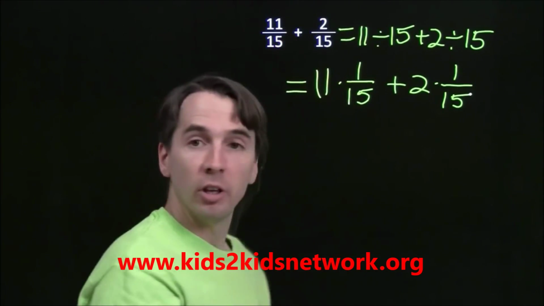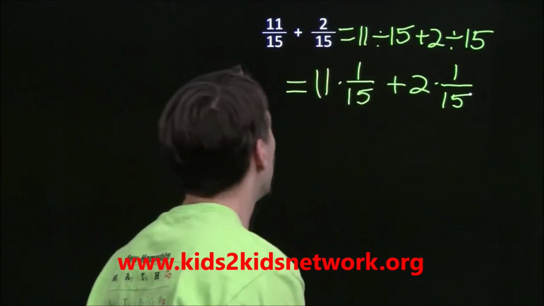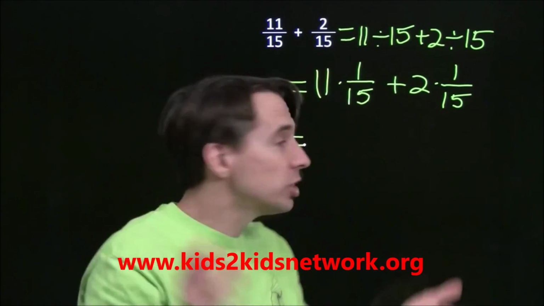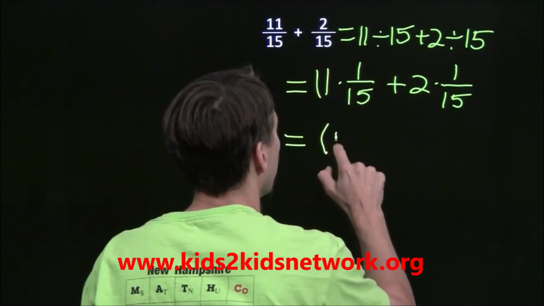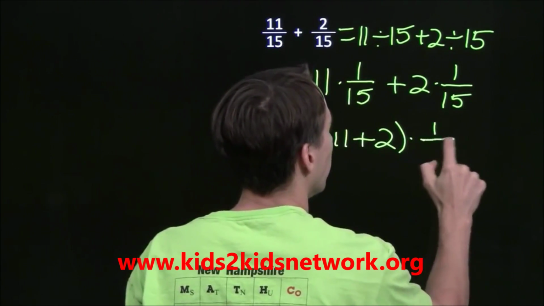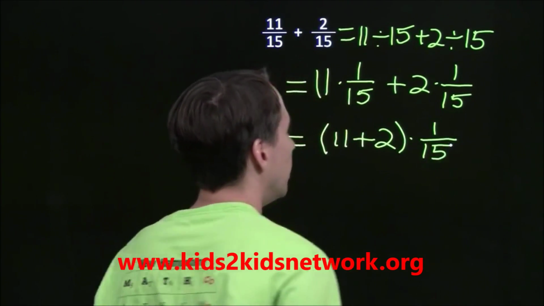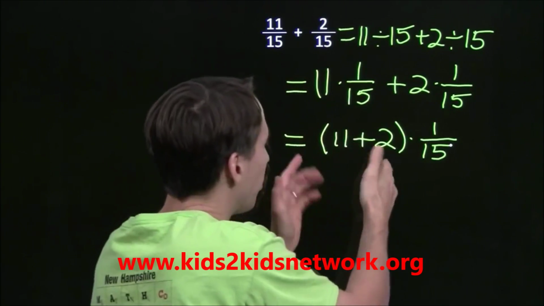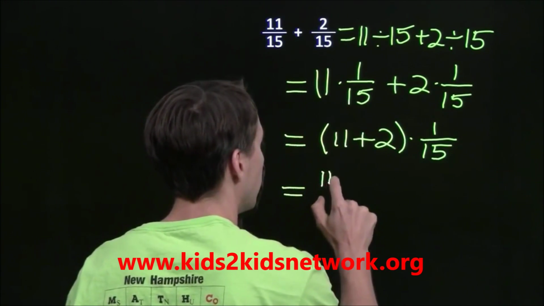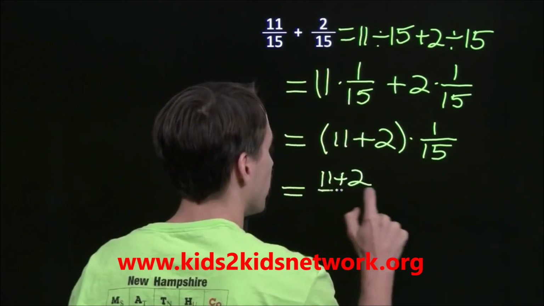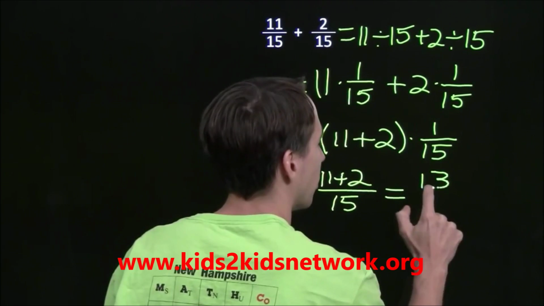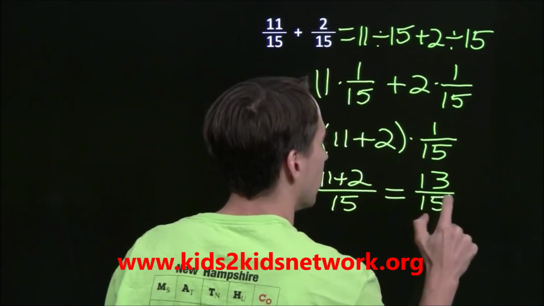11 times 1/15, that's 11/15. 2 times 1/15, it's 2/15. And now we can factor out the 1/15. We're just using the distributive property. This will be 11 plus 2 times 1 over 15. Now, of course, when we multiply these out, 11 plus 2, that sum times 1, that's just 11 plus 2. So you get 11 plus 2 over 15. And, of course, that's just 13 over 15.